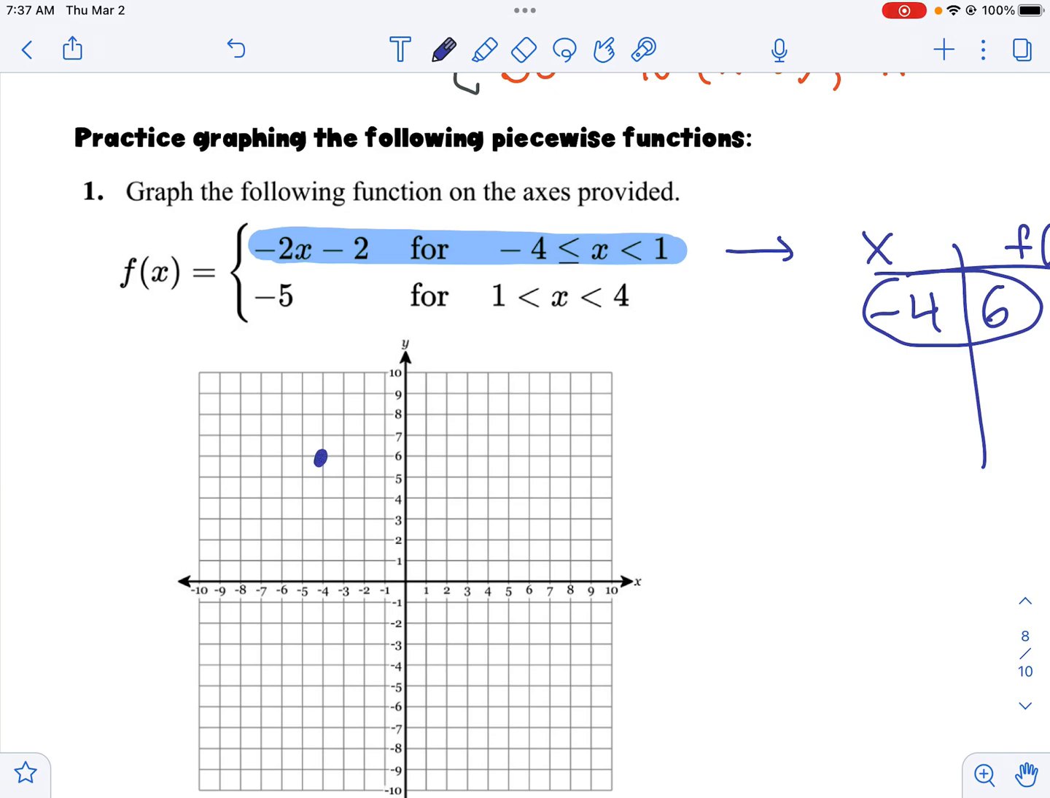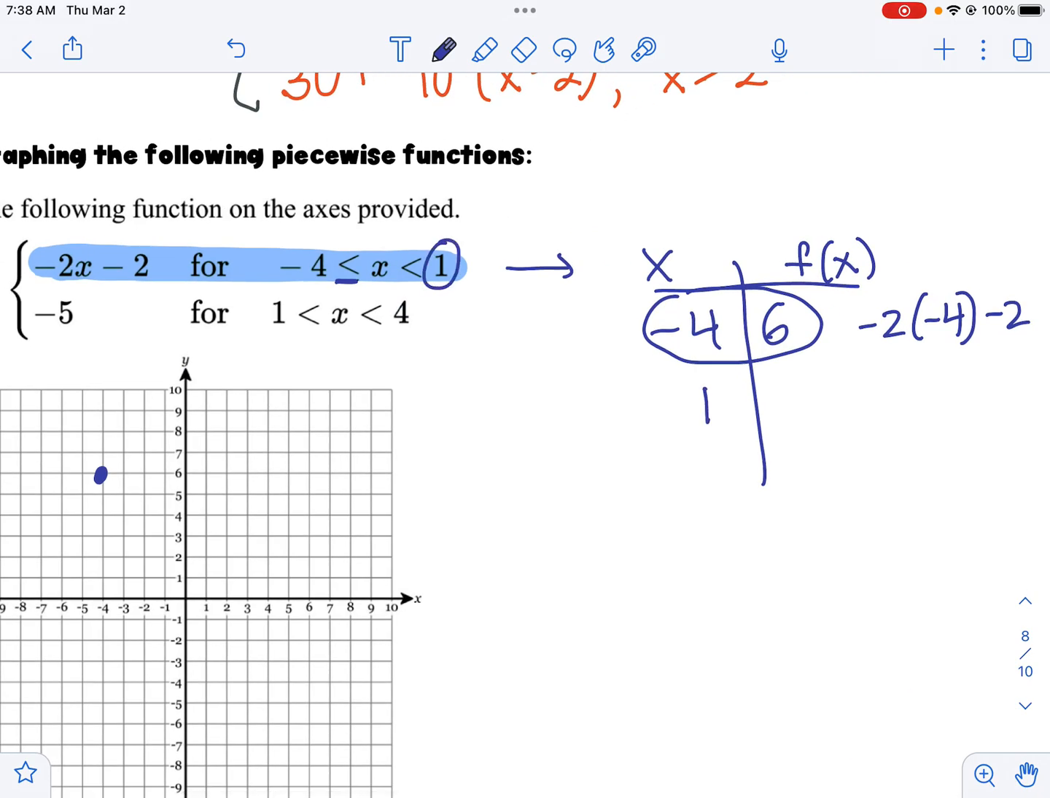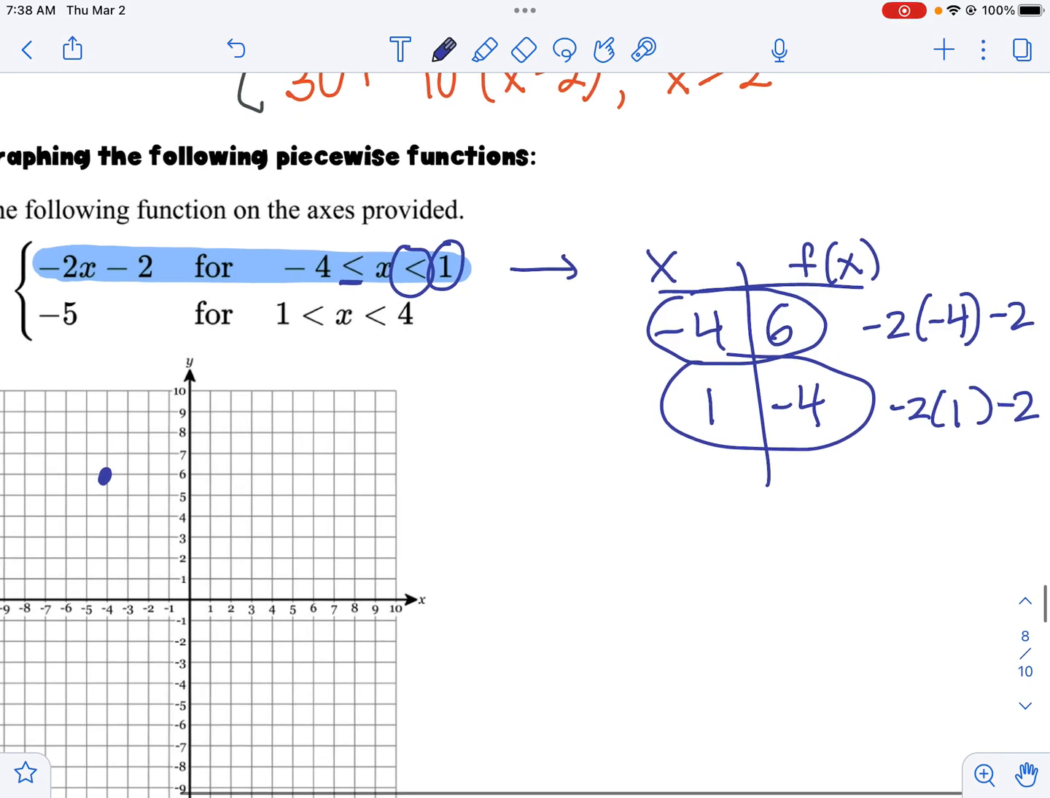And it's a closed dot because of the equal sign right here. All right, let's plug in the 1 right here. And so it'd be -2 times 1 minus 2. Okay, so that's -2 minus 2. That's -4. So here's the other point that we'll graph. And there's not an equal sign, so we'll put an open dot there.